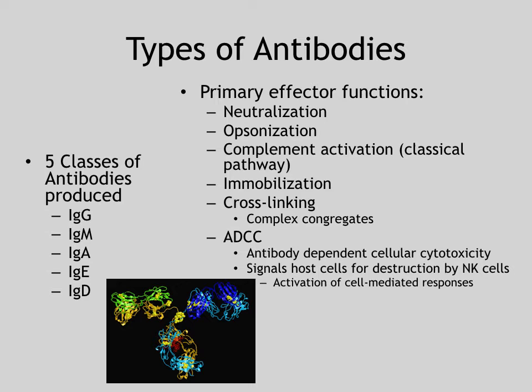So here we have the 5 different classes of antibodies produced. They're a little out of order on this slide. Normally I would tell you the way that I remember the 5 classes: God-made antibodies: IgG, IgM, IgA, IgD, IgE. G-made, God-made. That's just how I remember it.